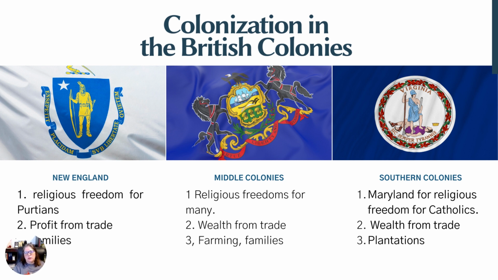Maryland was set aside for Catholics, and that changes over time. A lot of wealth from trade with the plantations, so you're going to see a lot of slavery. But you'll see slavery in each of these areas. You would just see the most in the Southern colonies.